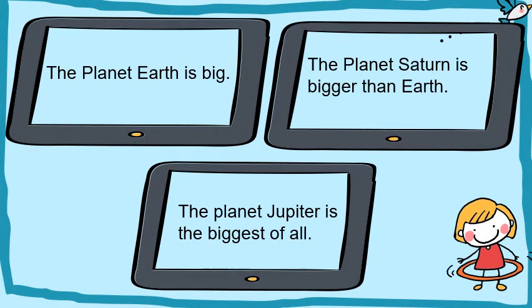Let's start with degrees of comparison. You can see three sentences on your screen. Just observe these sentences and try to find the difference among them. Pause the video and try to find out the difference, and then continue with the video. What are the sentences? The planet Earth is big. The planet Saturn is bigger than Earth. The planet Jupiter is the biggest of all.